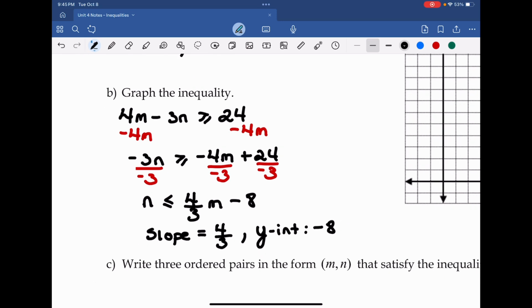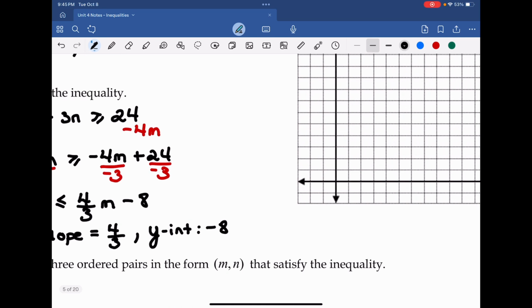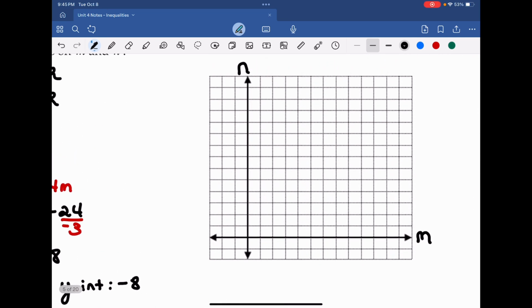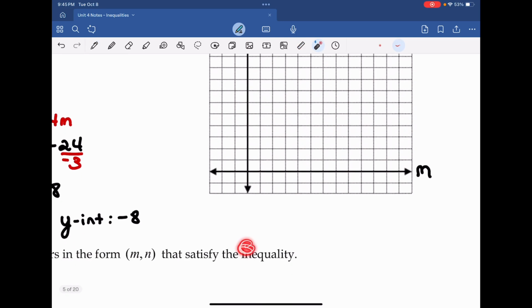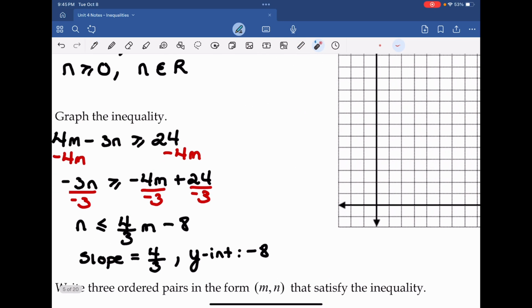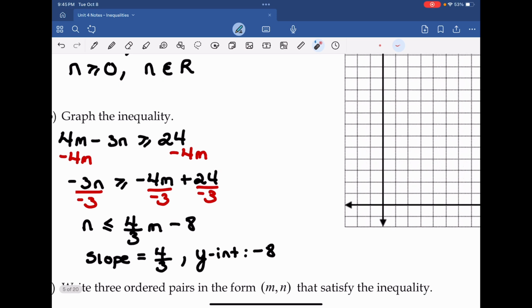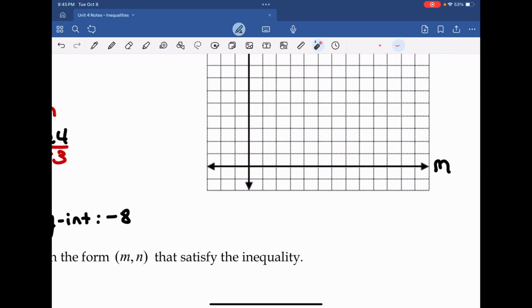Now, here's an unfortunate piece about this specific situation, is that when we look at this, our y-intercept, based on this graph, is not even visible. It's way, way down here. If we were to go to negative 8, it's actually somewhere way down here. So what we're going to do is we're going to solve for the x-intercept of this one, or what we're going to call the m-intercept, and that's by setting the n value equal to 0, which is technically our y in this situation. So let's just do that algebra off to the side here.